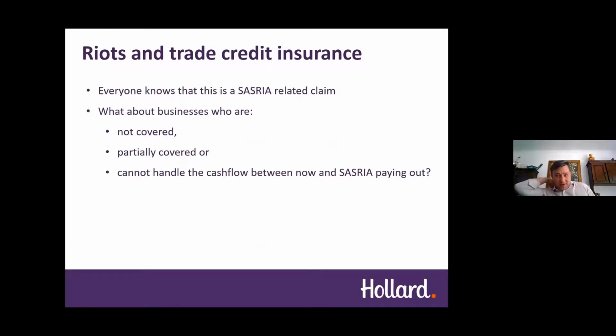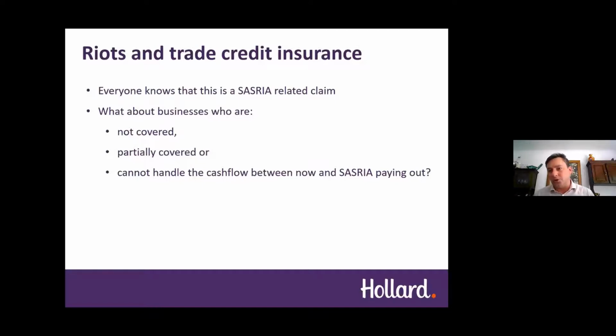Then the riots and trade credit insurance. I think this is quite important. Everybody knows by now that it's a SASRIA claim, and it's SASRIA and it's SASRIA, and that's what everybody's kind of saying. Well, don't worry, it's SASRIA. But what about the businesses that weren't covered by SASRIA? What about the businesses that are partially covered by SASRIA? I suspect that there are quite a lot of those. I haven't seen much about that. But what's really important for us, even if you are insured, what about the claim processing speed of SASRIA paying out? Okay, what happens between now and then?